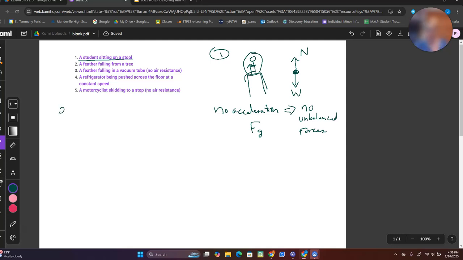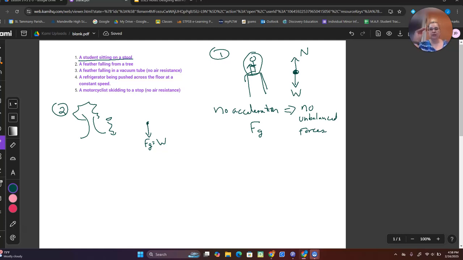All right, so for our second scenario, we have a feather falling from a tree. All right, so if we think about this, here's our tree, and then we've got a little feather falling. It's drifting to the ground, right? So since we know that the feather falling from the tree, here's my dot for the feather, we know it's got some weight. So we're going to write in Fg, or remember that's the same as weight. So we can write that in as the weight.